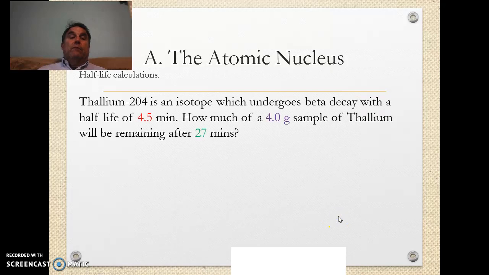Here's another form of half-life calculation. I might give you the isotope and tell you what it undergoes and tell you the half-life. I'll give you the size of the sample and ask you how much will remain after a certain amount of time. Okay, so I'm going to let you stop and think about how you would solve this problem. I'll pause it.